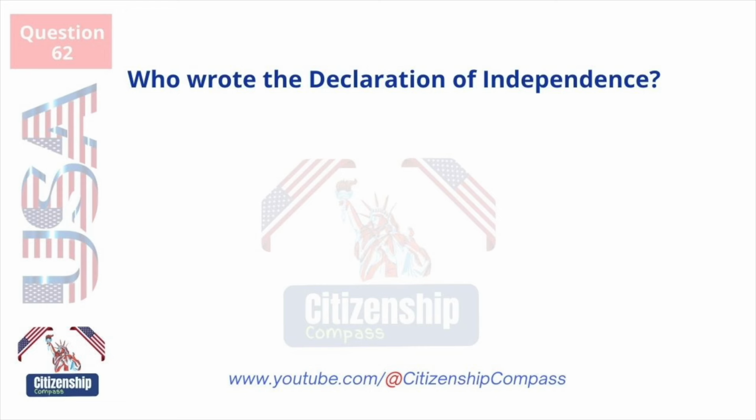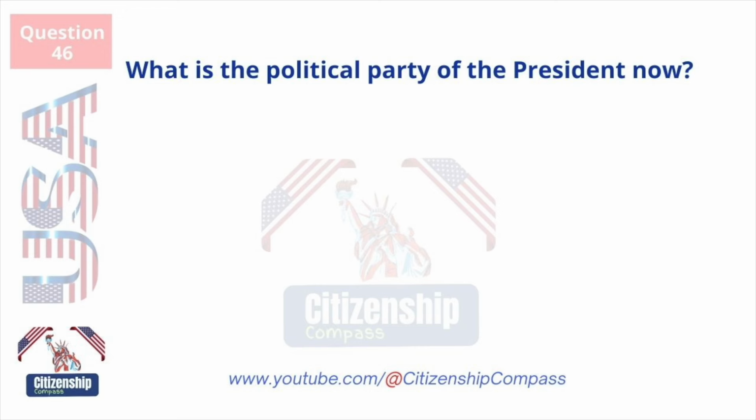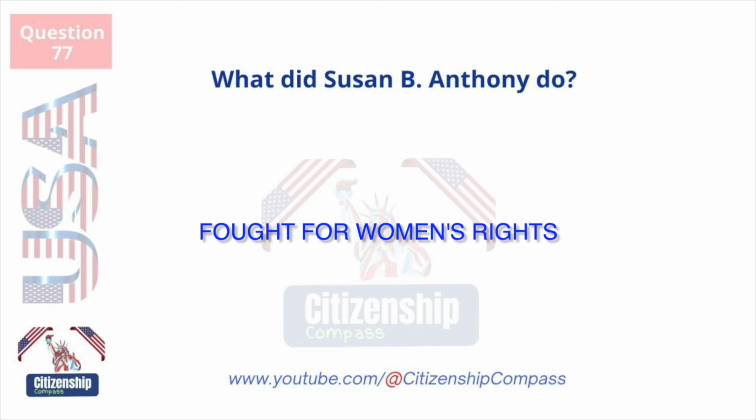Who wrote the Declaration of Independence? Thomas Jefferson. What does the President's Cabinet do? Advises the President. What is the political party of the president now? Democratic Party. What did Susan B. Anthony do? Fought for women's rights.